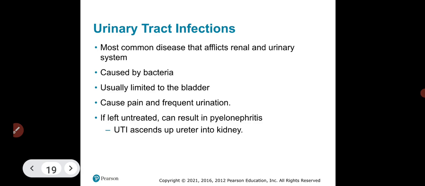Urinary tract infections. Most common disease that affects the renal and urinary system. It's caused by bacteria, usually limited to the bladder, causes pain and frequent urination. If left untreated, can result in pyelonephritis, a UTI sends up the ureter into the kidney.